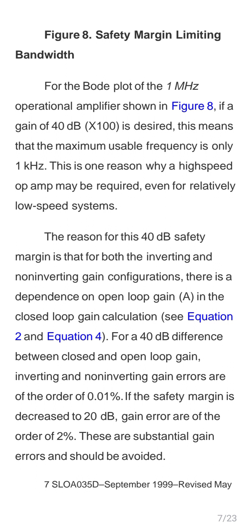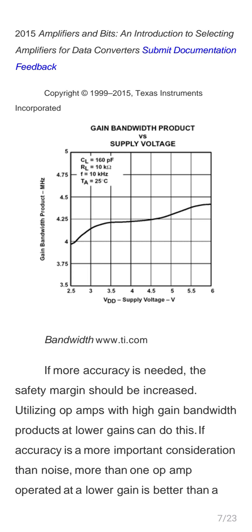It is the safety margin for the decreased 20 dB gain, and the error of order 2% of the subsequent gain errors can be avoided here. This is the diagram for the gain bandwidth product, input versus output. The inputs are the voltage supplies and the gain bandwidth product in megahertz. If more accuracy is needed for the safety margin, it should be increased.